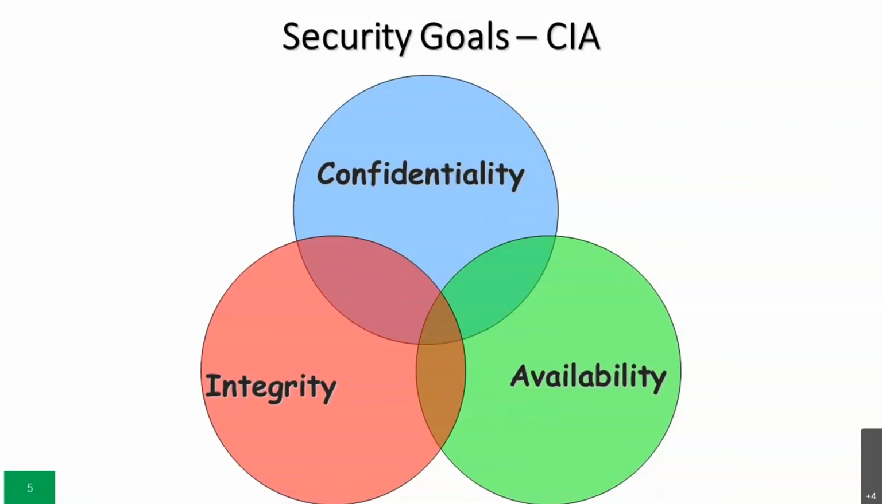Here are some security goals. The CIA Triad, which provides the three components of the security. First one is confidentiality. Here C represents confidentiality, I represents integrity, and A represents availability.